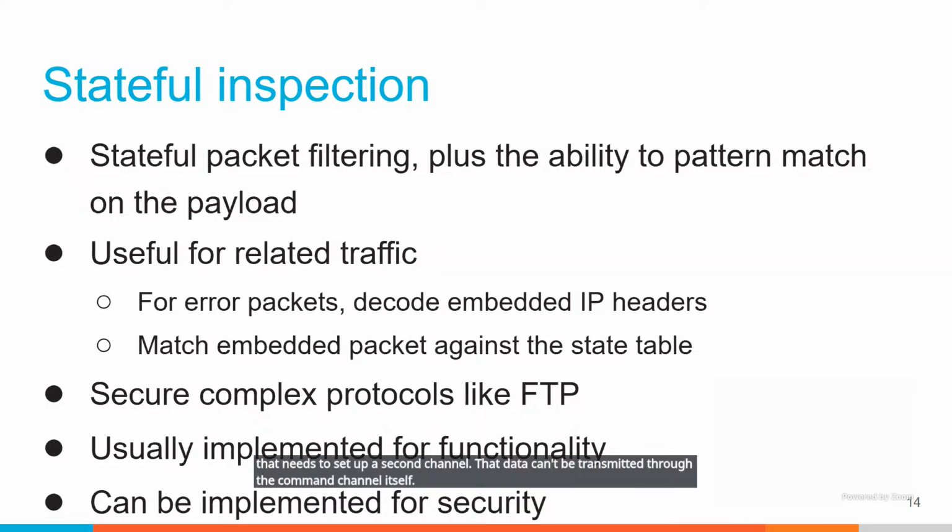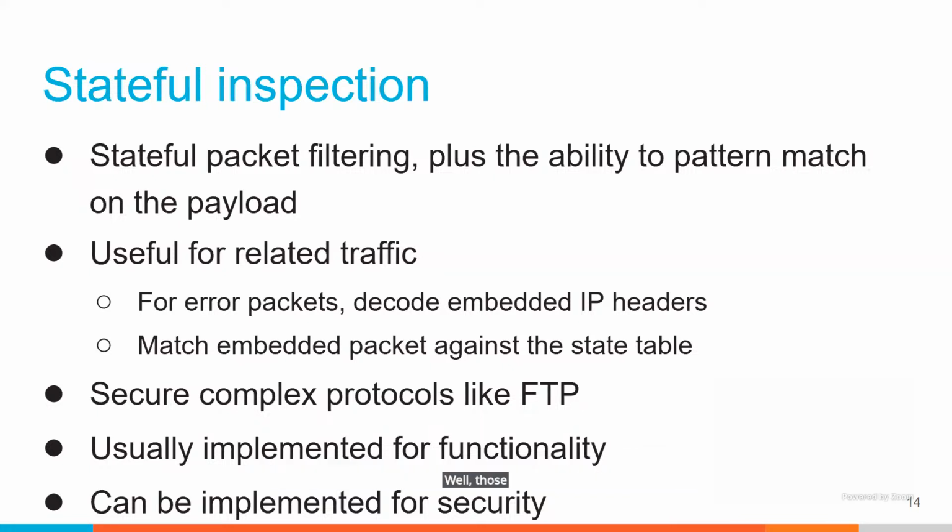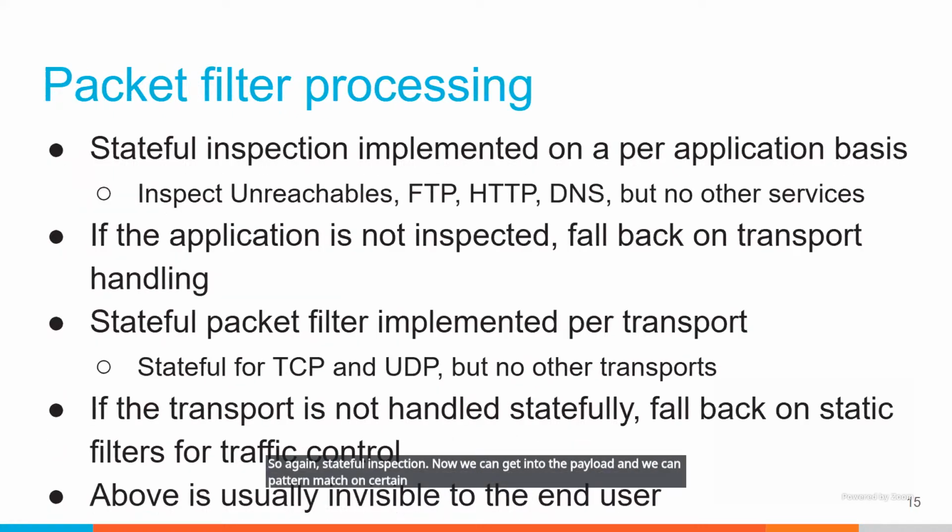Well, those data transfer channels, those data sessions, are negotiated on the fly. So we can't really predict what will get used to be able to set up firewall rules in advance. So with stateful inspection, we can say, hey, this is what an FTP session is, and it's going to negotiate a secondary channel in this session here. Here's how to look for that information. So you can now create a permit rule in order to let that information through. So again, stateful inspection. Now we can get into the payload and we can pattern match on certain values that we program in.